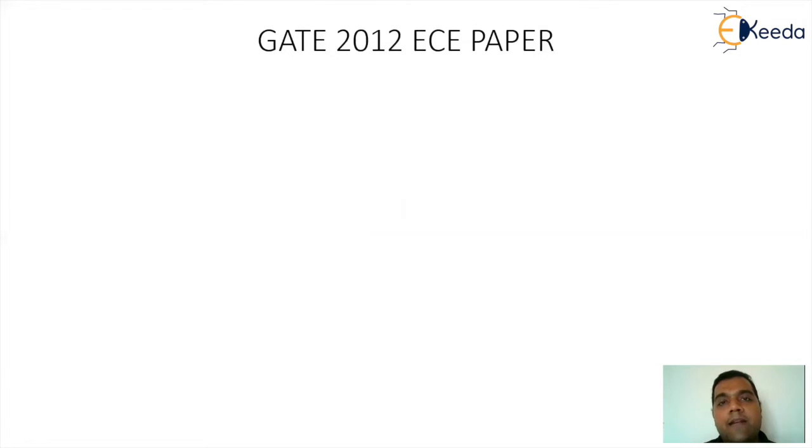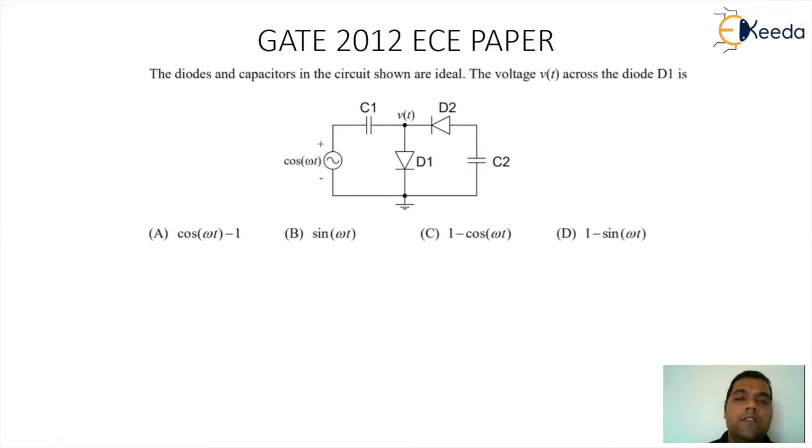So this is from the GATE 2012 ECE paper. Let's have a look at the question. The question says, the diodes and the capacitor in the circuitry shown are ideal. The voltage VT across diode D1 is option A cos of omega t minus 1, option B sin of omega t, option C 1 minus cos of omega t, and option D 1 minus sin of omega t.